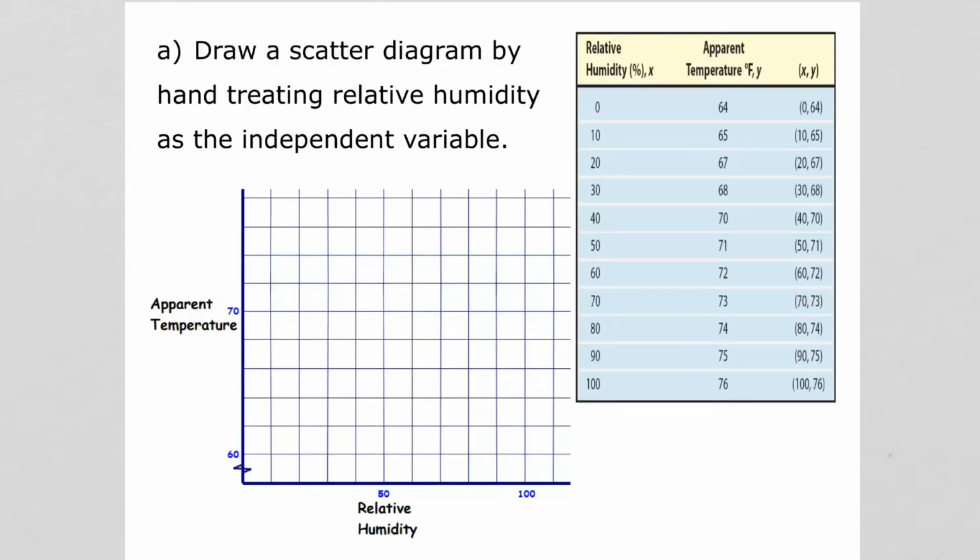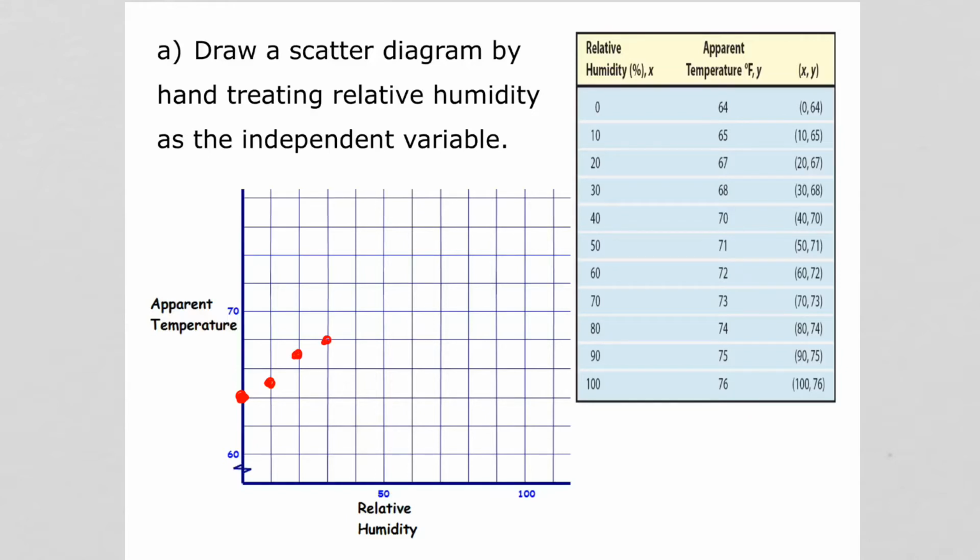So we're going to start by drawing a scatter plot, a scatter diagram, with this data. We're just going to plot the points. The first point is 0, 64. And of course, I'm not going to get these on here perfectly. Well, that one's not bad. But we're just going to go through and do the best we can. The next one is 10, 65. Then 20, 67.